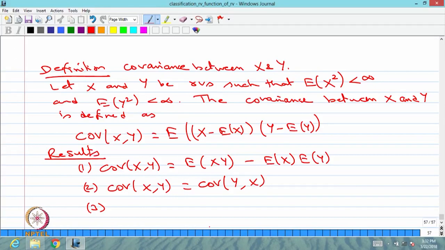Third result: suppose I compute the covariance of x with x itself. You replace y by x in the above definition. That means it becomes expectation of x minus expectation of x, again x minus expectation of x. That is the same as expectation of x minus expectation of x the whole square, which is the same as the variance of x.